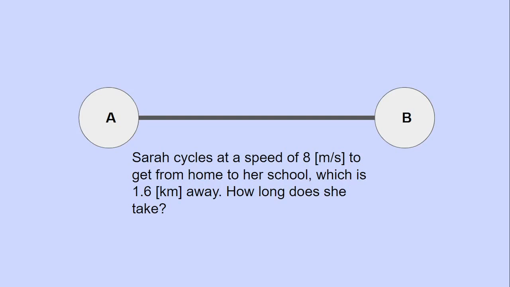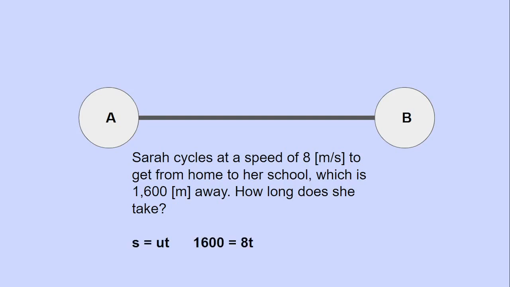Sarah cycles at a speed of 8 meters per second to get from home to her school, which is 1.6 kilometers away. How long does she take? So we have kilometers. We will change that to the standard units, to meters. We use S equals UT, 1600 equals 8T, to give us T equals 200 seconds.